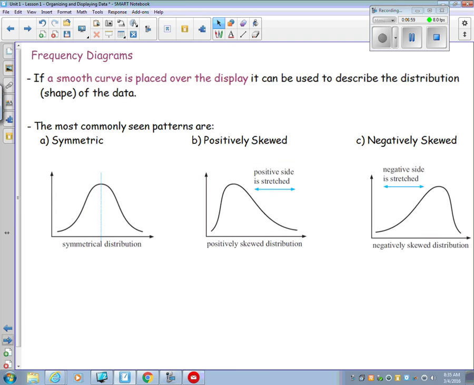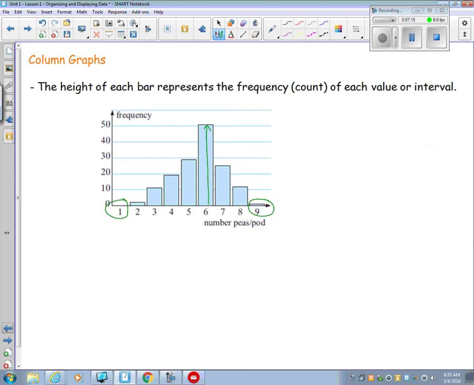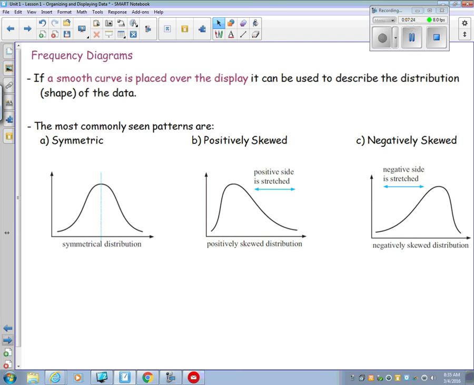A second one we can look at, frequency diagrams. This is a way of sort of classifying our data, classifying the shape of our data. So once we made that column graph, if we put a smooth curve over it, so just going back for a second here, if I were to draw a smooth curve over my data, it would look sort of like this. Okay, that's about the shape of the data. Okay. There are some common shapes that we can use to describe these things. And the most common one is something symmetrical, sort of a bell shape, if you will, in the first one.